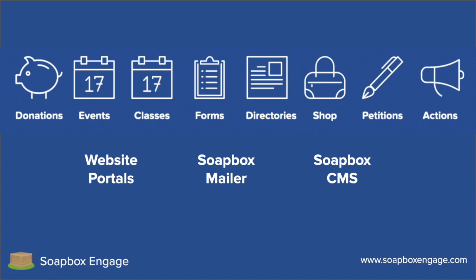We've got our Petitions app that will allow you to collect signatures online in support of your cause or advocacy, and our Actions app, which is sort of a sister to the Petitions app. It's another advocacy app that allows your site visitors to send messages directly to decision makers. We've got our Website Portals feature. Now that allows you to grant user login access to visitors. That gives them a personalized experience of your Soapbox Engage instance and opens up some superpowers of all these other apps in interacting with those logged in users.